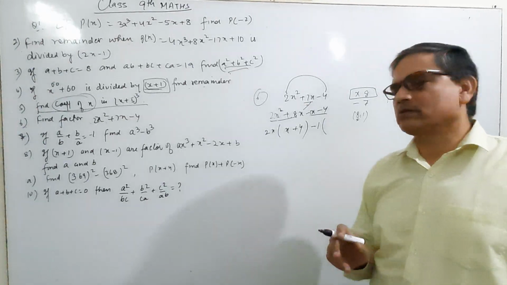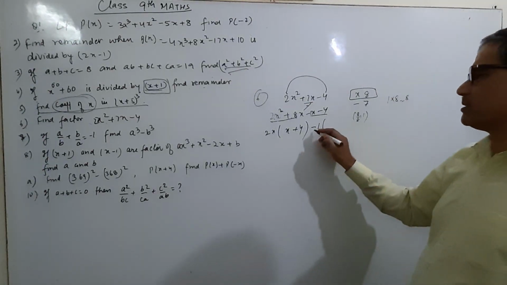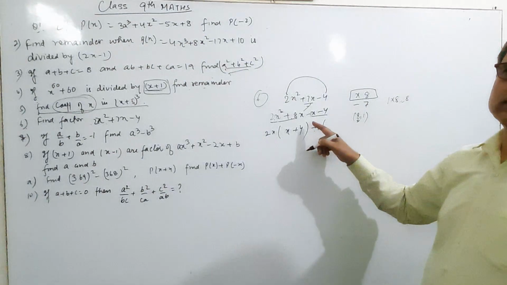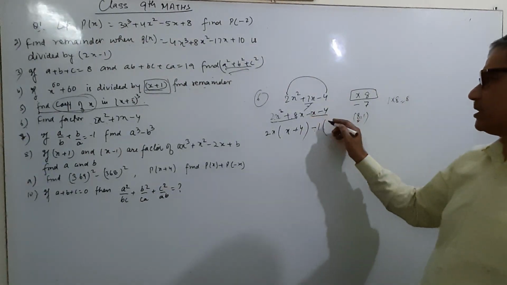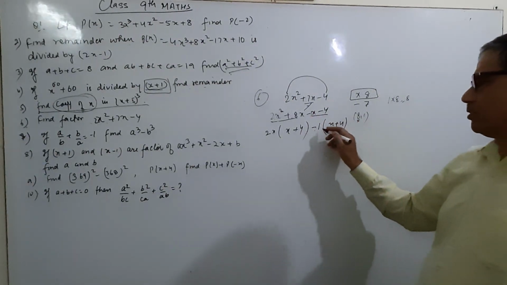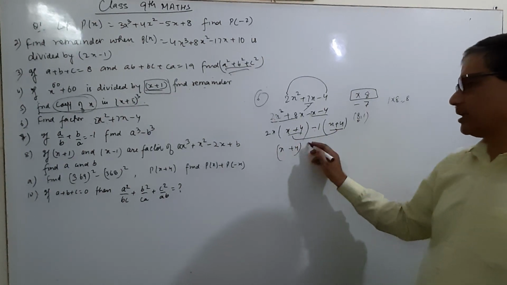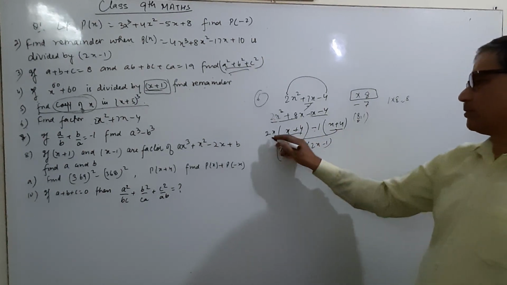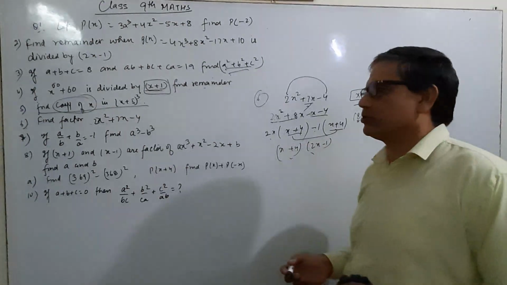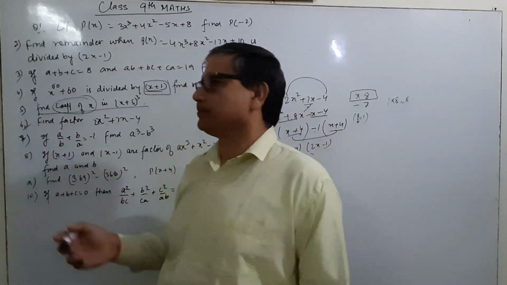1 is always common. Then minus: if there is a common minus, then the sign will change. Here minus minus x plus 4, and you know both should be the same. This should be the same: x plus 4, and the second one is 2x minus 1. These are the factors of question number 6.